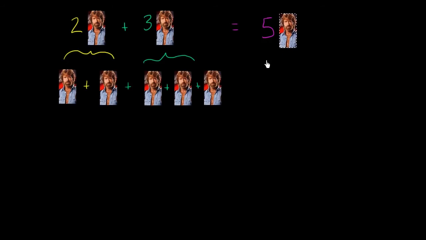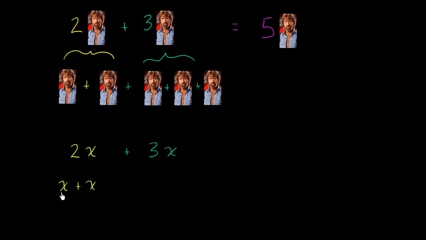Now let's get a little bit more abstract here. Chuck Norris is a very tangible thing, so let's go to a little bit more traditional algebraic notation. If I have 2 x's, and remember, 2x you could view as 2 x's or 2 times x, and to that I were to add 3 x's, how many x's do I have? Well, once again, 2 x's, that's 2 times x. You could view that as an x plus an x.